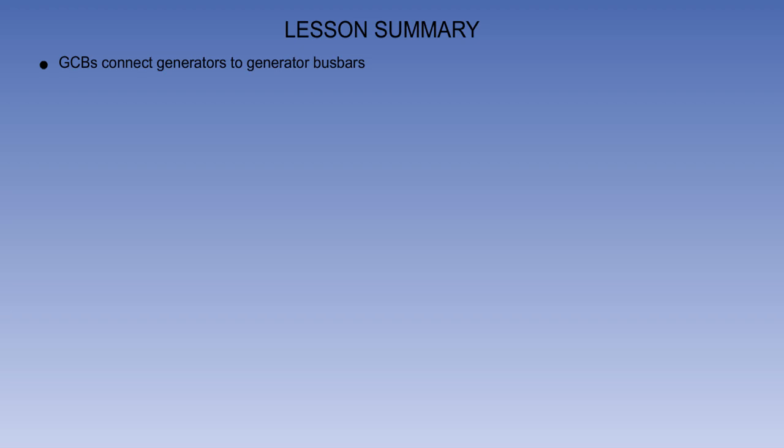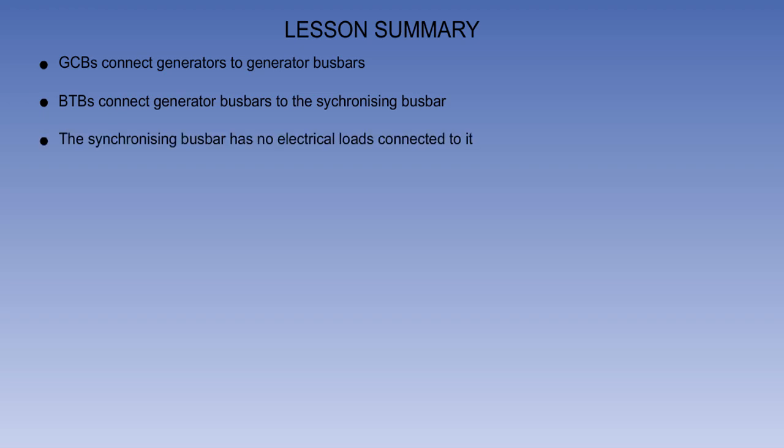Each generator is connected to its own bus bar through a 3-phase relay, known as the generator circuit breaker or generator control breaker. To operate the generators in parallel, they are connected through their respective generator bus bars to a synchronizing bus bar by bus tie breakers or BTBs. The synchronizing bus bar has no electrical loads connected to it.